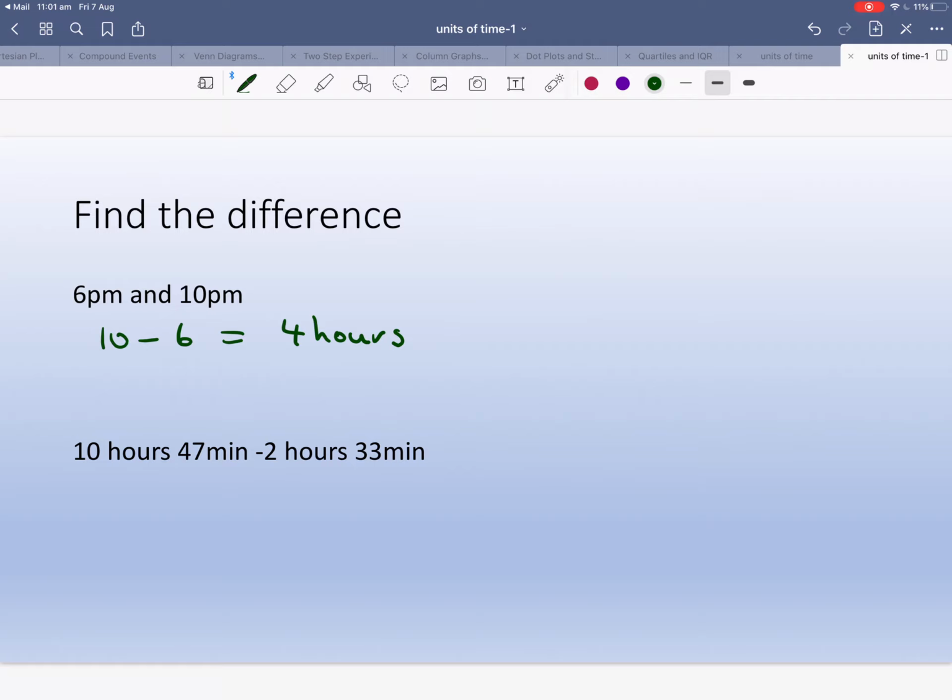What about the next one? It's actually just got a sum. What's 10 hours and 47 minutes minus 2 hours and 33 minutes? Well, all I'm going to do is do the hours first. So I'm going to go hours. I'm going to go 10 minus 2 and I get 8. Then I'm going to go minutes, and that's 47 minus 33. So 47 minus 33. What do we get? 14. Okay, so therefore, the difference is 8 hours and 14 minutes. Okay, so be aware of that.